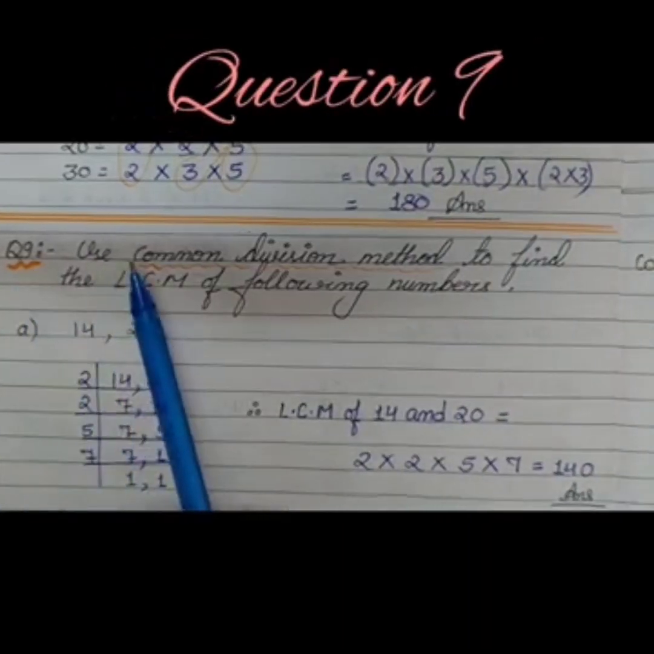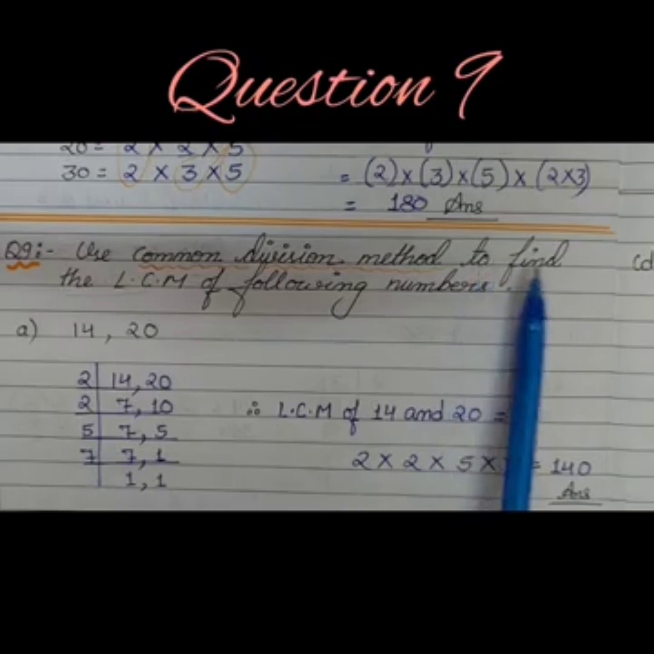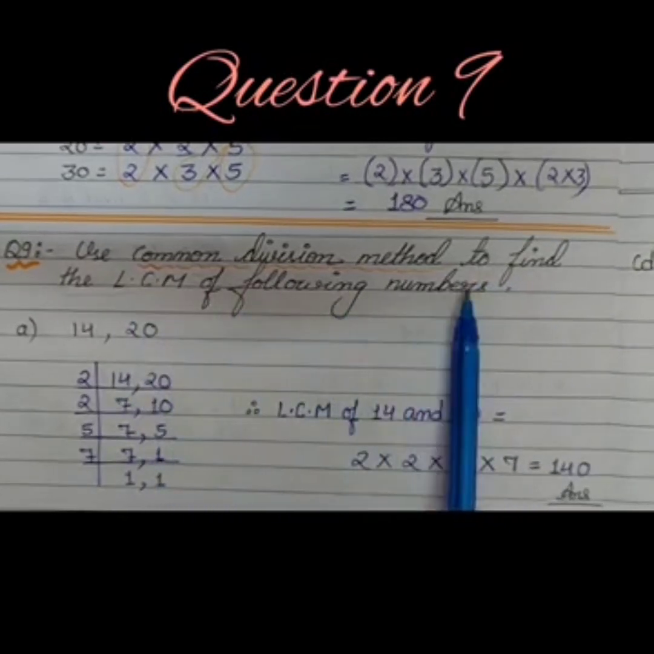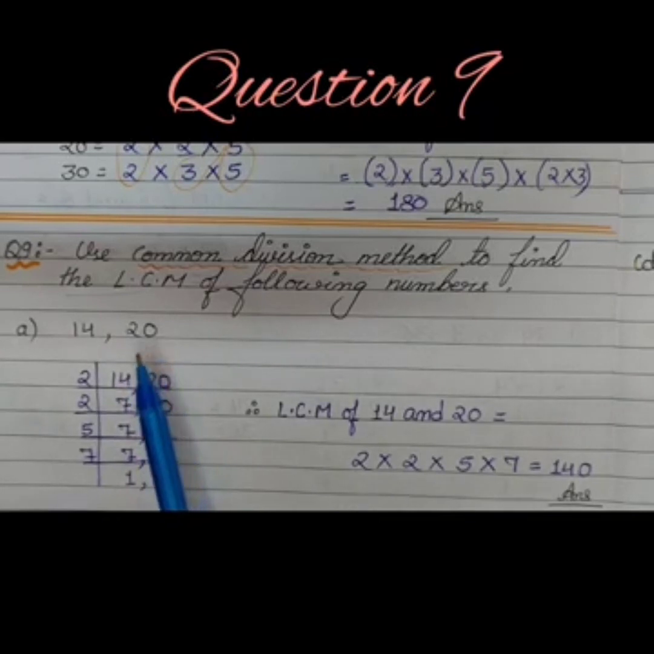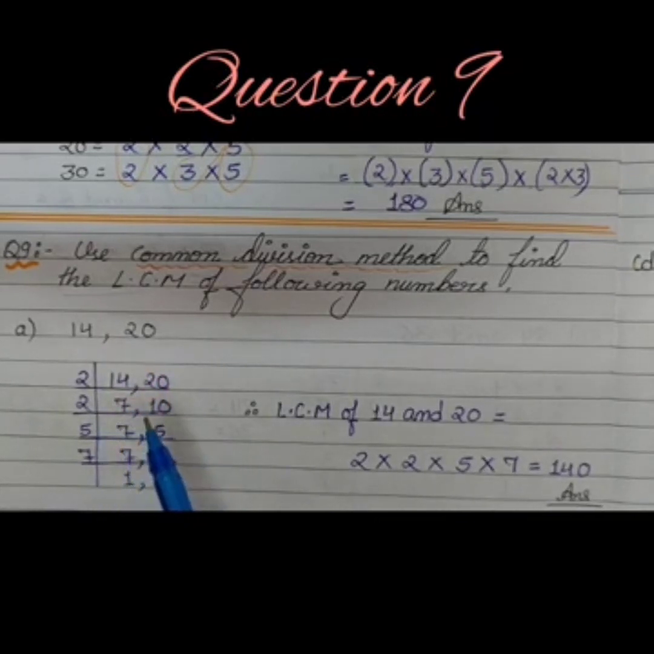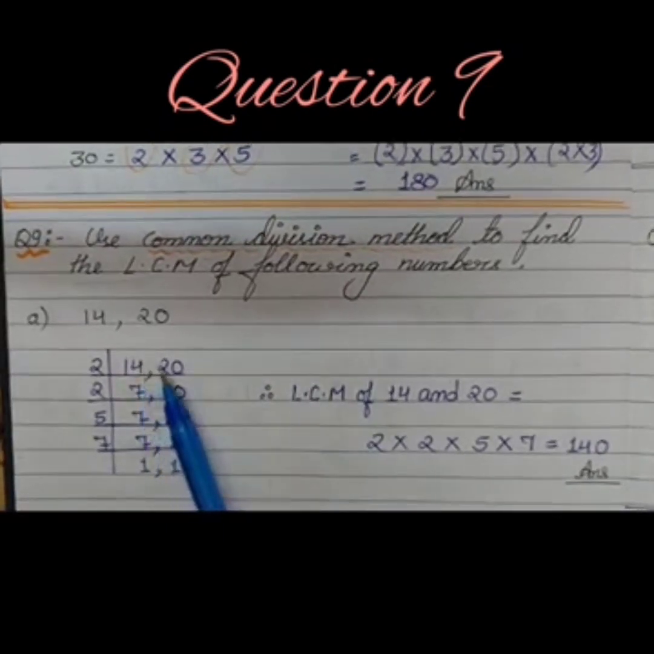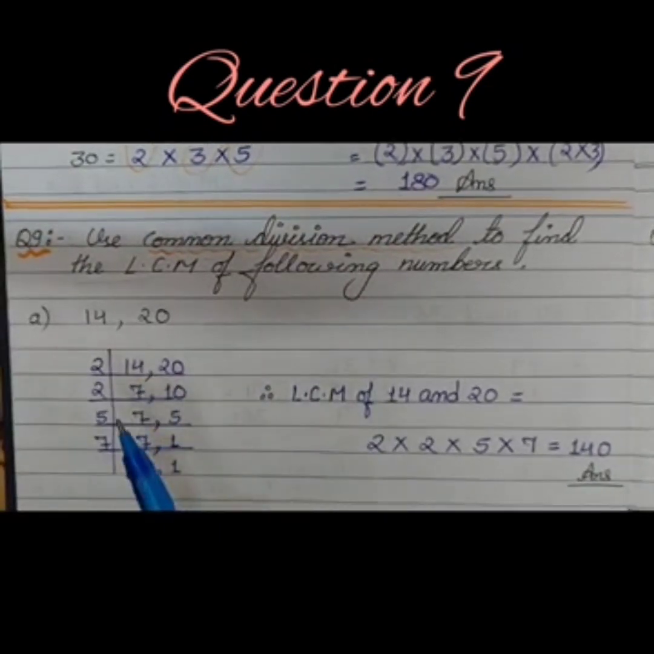Question number 9. Use the common division method to find the LCM of the following numbers. A part is 14 and 20. Our first step is to write all the numbers in a row separated by commas. So here I have written 14 and 20 by putting a comma.